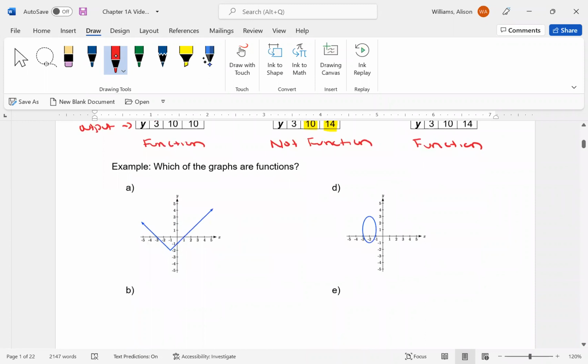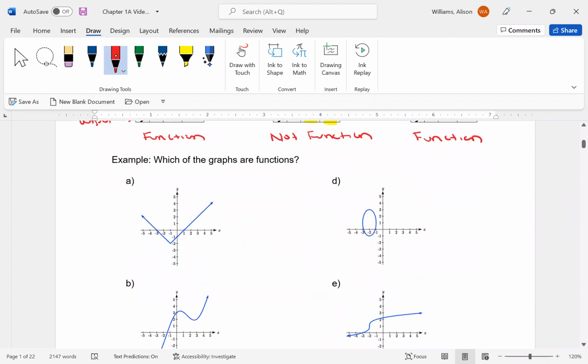Okay, so looking down here, we can use our vertical line test for these, and that's only going to hit once, no matter where I draw it. It's going to put vertical. That's weird. Function.